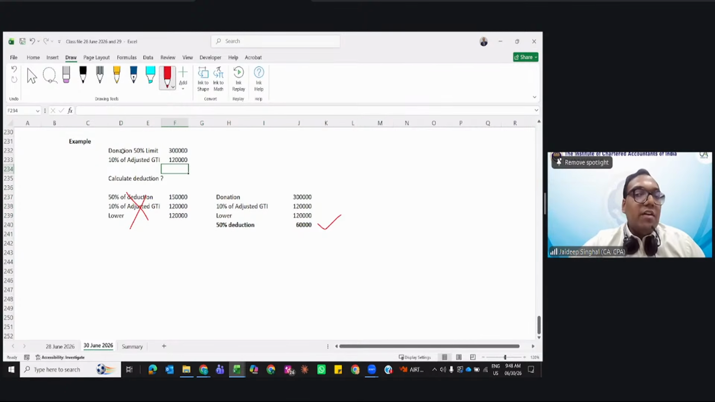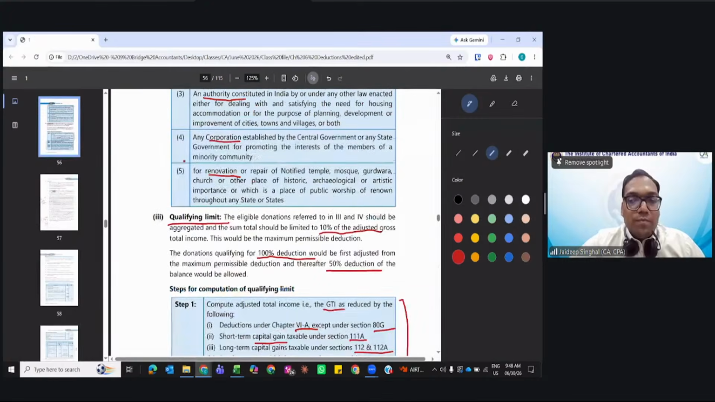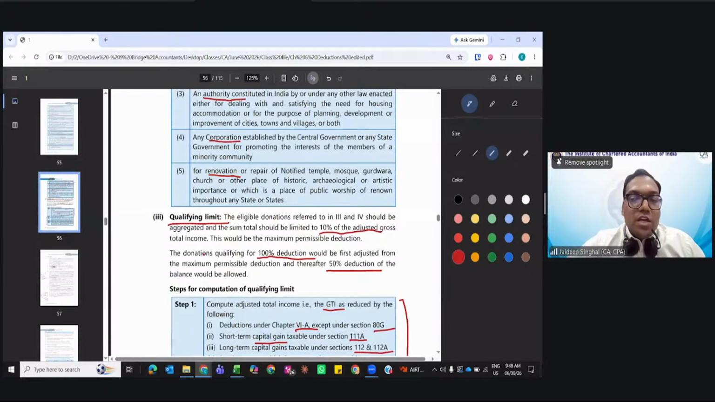Plus, let's suppose you have 100% and 50% donations, both. That is already written in the book, page number 56. If you have both donations, 100% and 50%, you will first use the 100% donation, then you use the 50% donation. This is the hierarchy you will use.